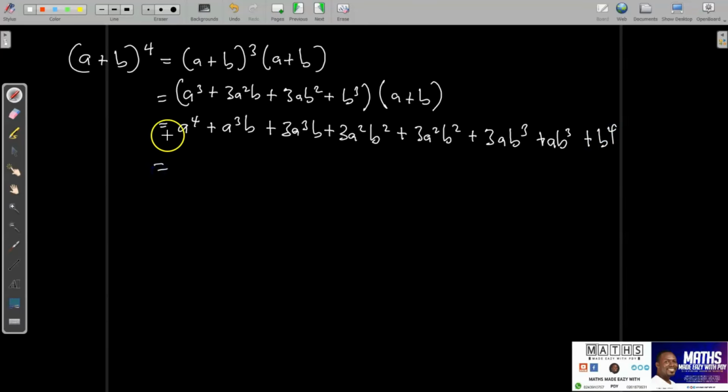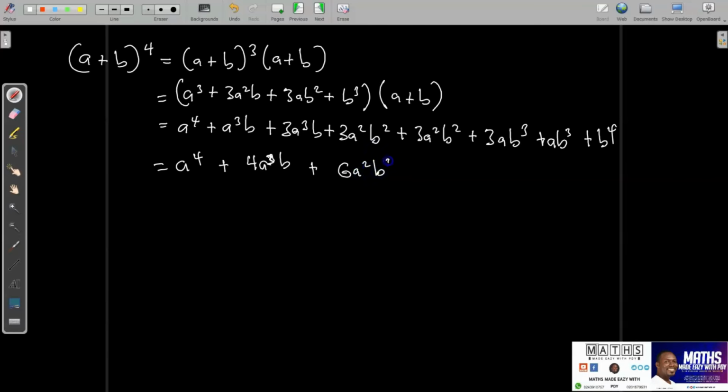So it's just obvious. At this point, a to the power 4 doesn't have any like term, so we still have it as a to the power 4. Now a cube b plus 3a cube b, that will give us plus what? 4a cube b. Does it make sense? Yes, sir. And then plus 3a squared b squared plus 3a squared b squared. That'll give us what?